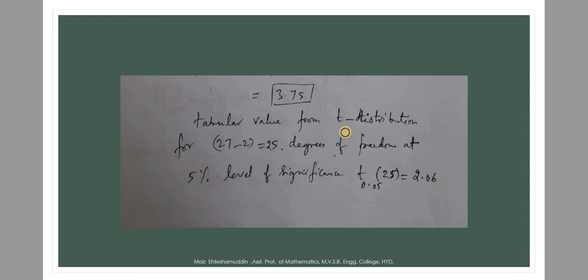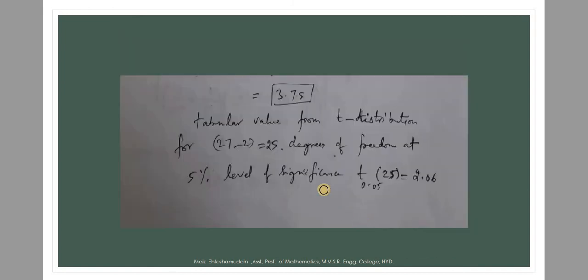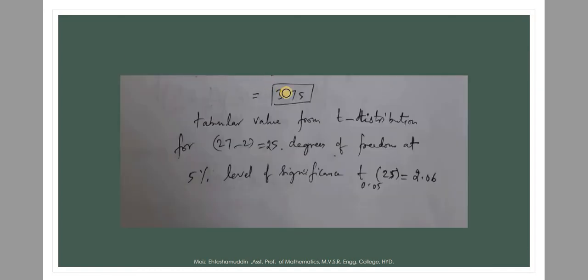So the tabular value is to be taken for n minus 2 degrees of freedom. Earlier I specified that it is satisfying t distribution with n minus 2 degrees of freedom. There are 27 pairs, so 27 minus 2 is 25 degrees of freedom. At 5% level of significance, it is 2.06. Since the calculated value of t is greater, because just now we have seen it is 3.75 calculated value. I think I missed some steps here. I did not mention how that has come, but it is just the simplification of this t value.